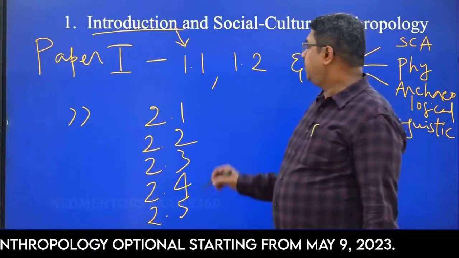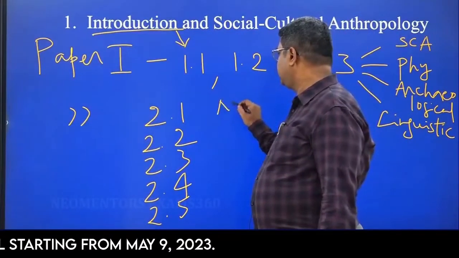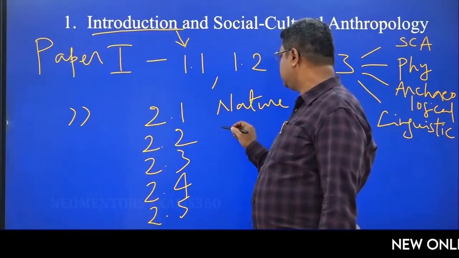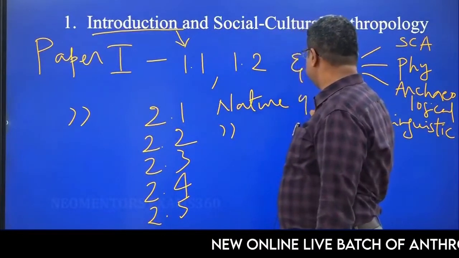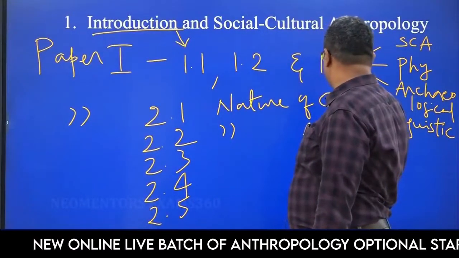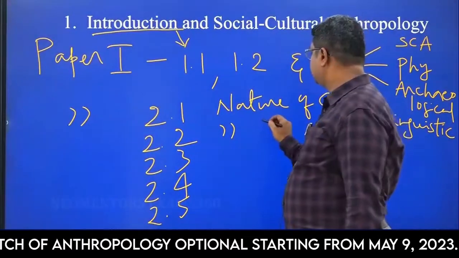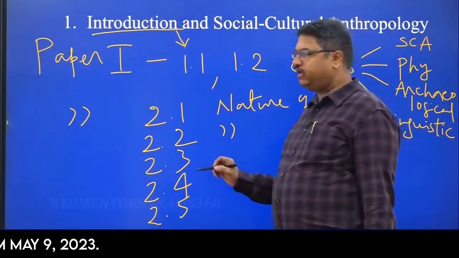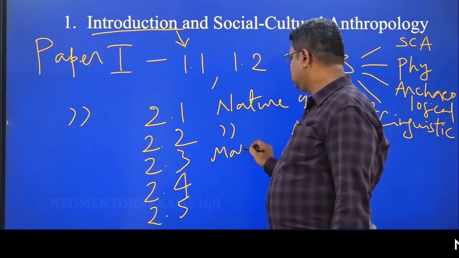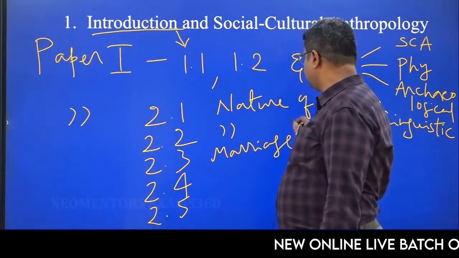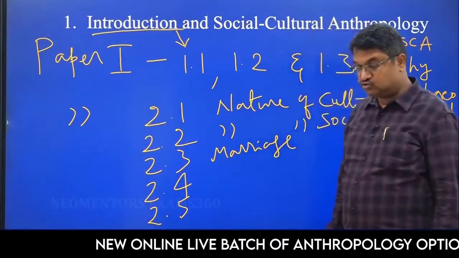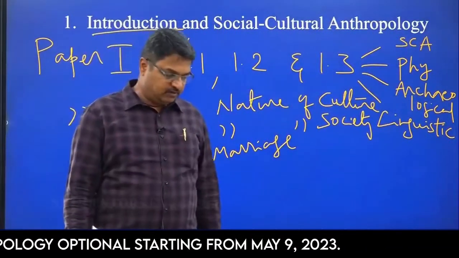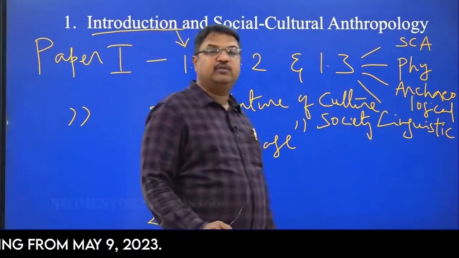So chapter 2.1 talks about nature of culture, and both of course have to be studied together, nature of culture and nature of society. And 2.3 deals with marriage, which is a very key facet of human life, key dimension of human social life, because with marriage itself several aspects start in human life.